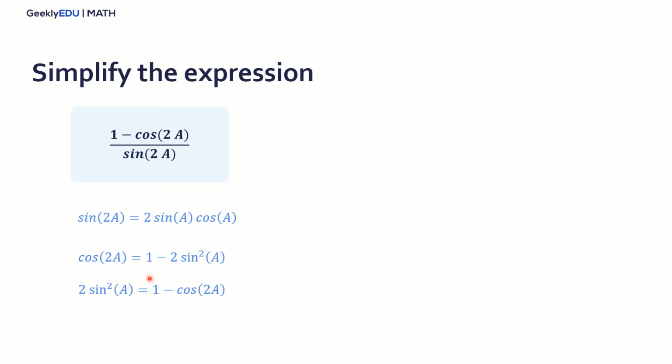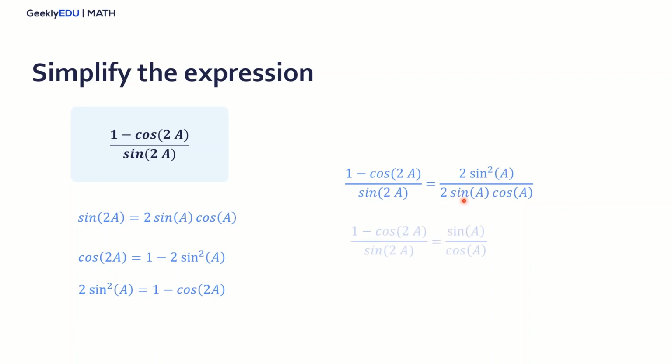And if you note, this top part here is exactly 2 times sine squared of a, okay? And this thing here is also 2 times the sine of a times the cosine of a. Now, let's just plug this in over here, okay? And we have 2 sine squared of a here and 2 sine of a down here. So we can divide one by another, right? So this expression is actually sine of a over the cosine of a.